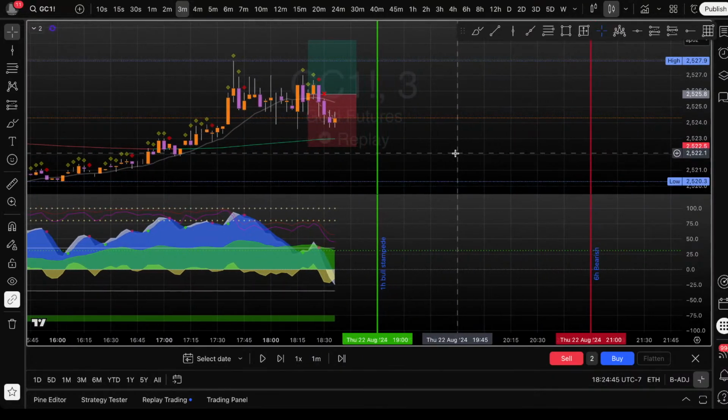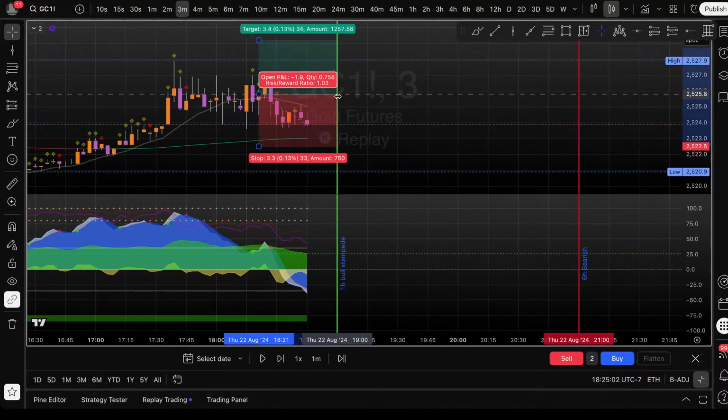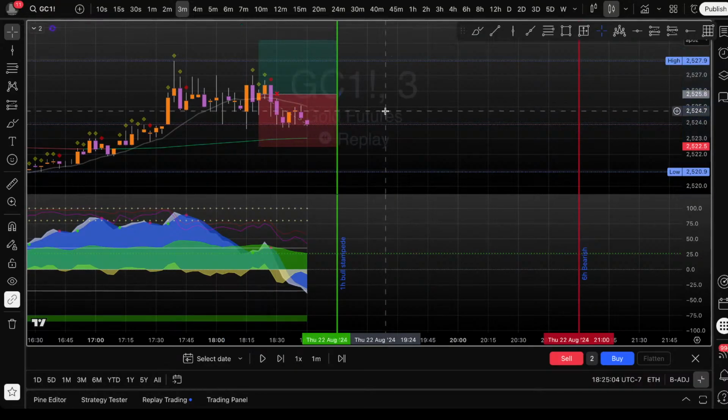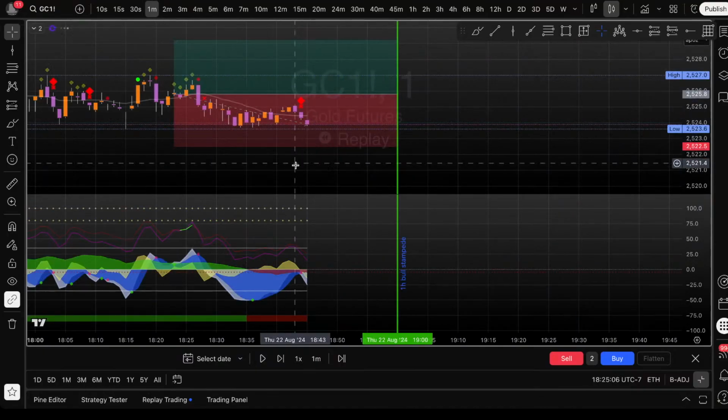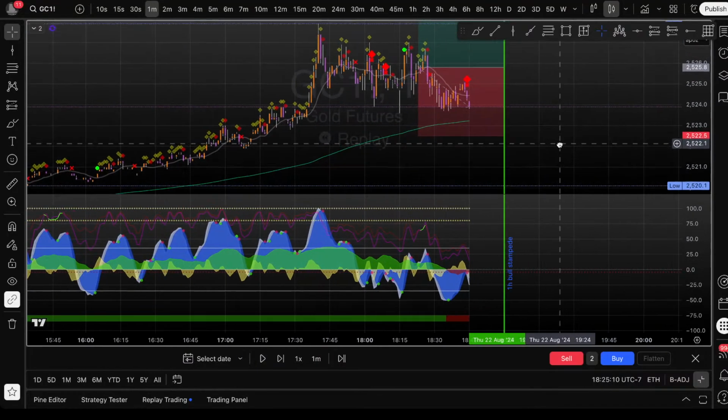All right. We are not in profit. I need to see these things curl on back up. Nice little trigger appearing. And that's not what we want. What's the 1 minute doing? 1 minute's not looking good either.